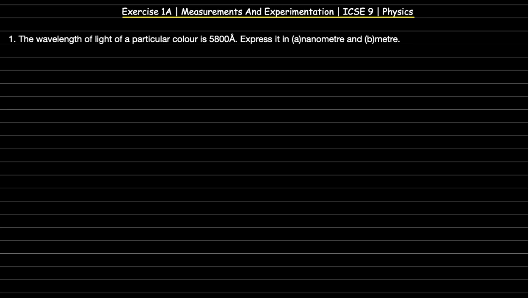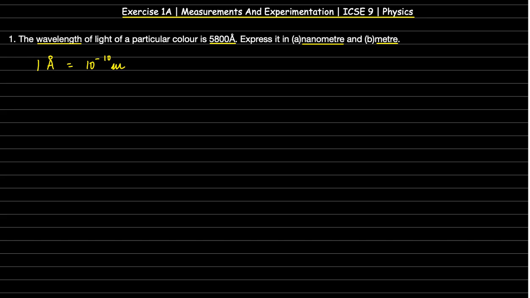So starting with the first question, the wavelength of light of a particular color is 5800 Angstrom. Express it in nanometer and in meter. In order to understand this, I would write here that 1 Angstrom is equal to 10 to the power of minus 10 meters.